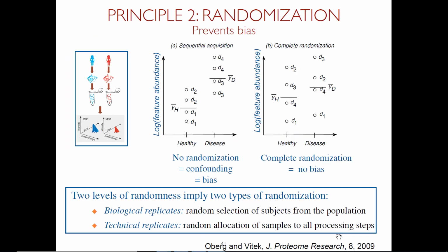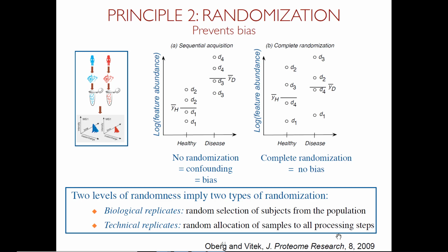Okay, so the second fundamental principle of experimental design is randomization. I hope you also know this, but let's review it again. Randomization is a really important tool to prevent bias, especially from sources that we are not aware of. Bias is actually the worst thing, because bias is reproducible.